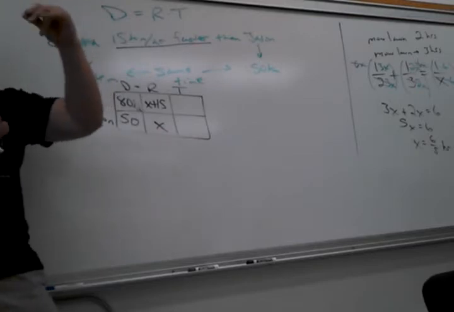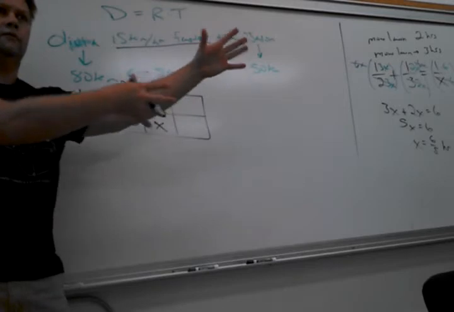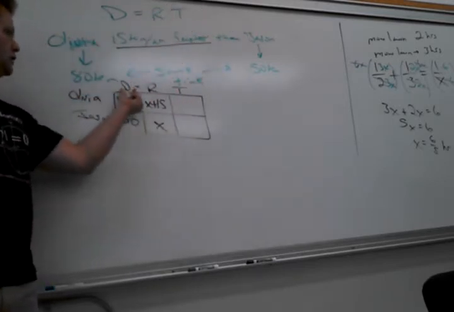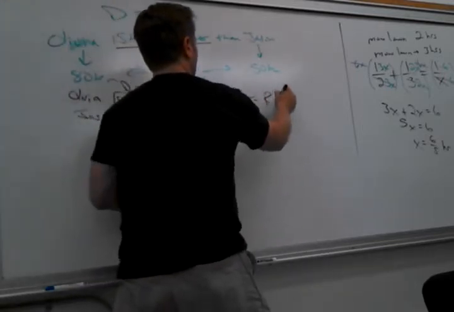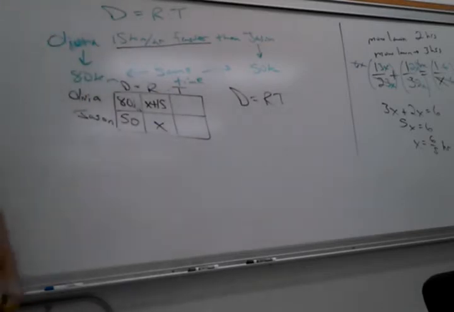If they would have said their times added to be 7, I would have said that plus that equals 7. So what goes here? If I know distance and rate, how do I get time? So if I know distance and I know rate, solve for time. How do you solve for time? Divide by r.